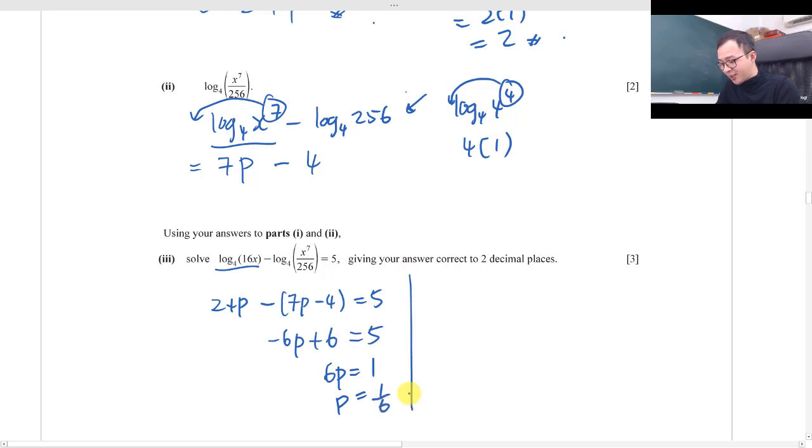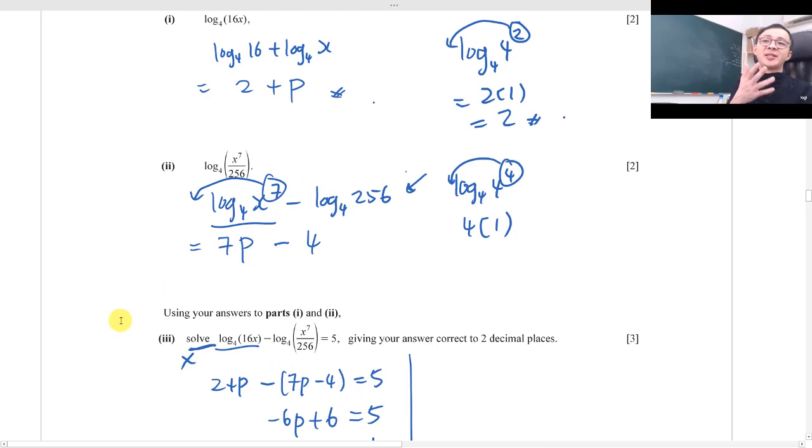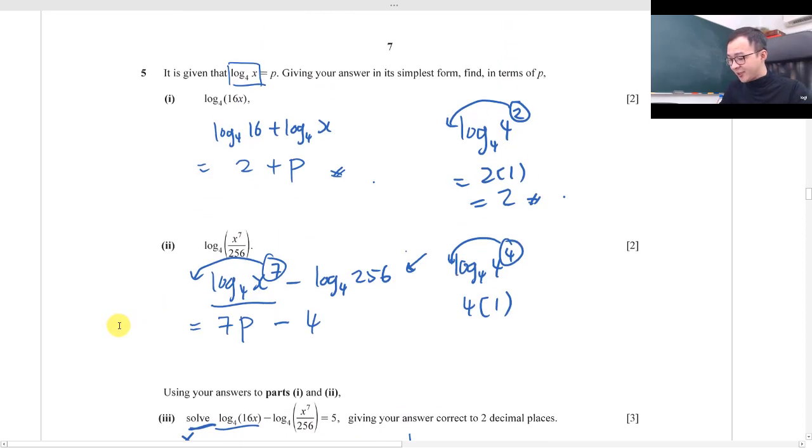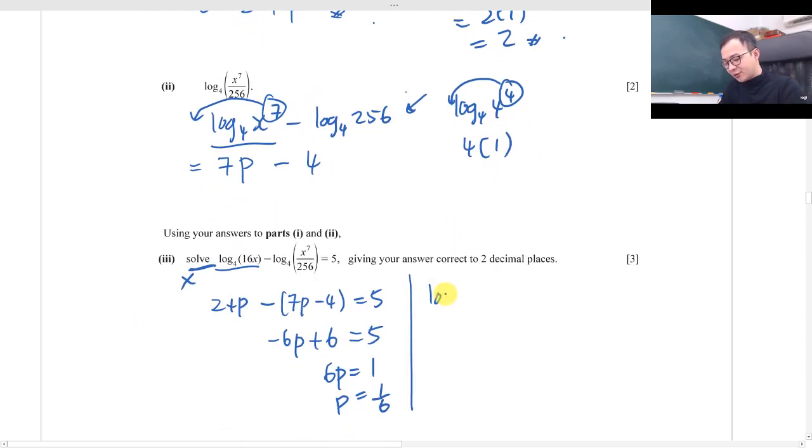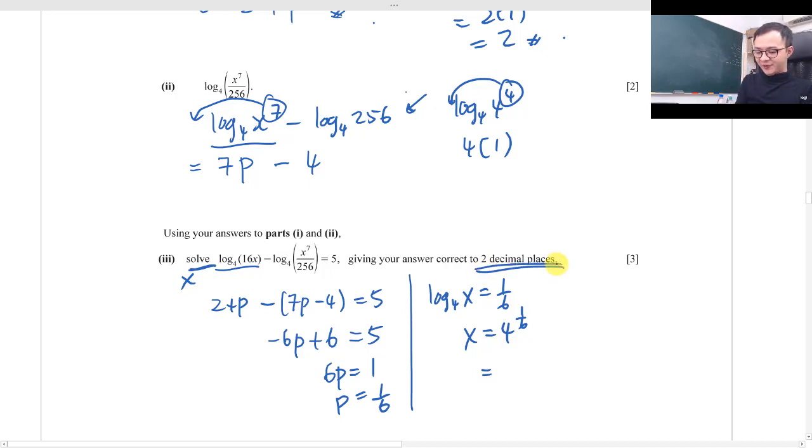And what is my p? Because solve means they want to find x. Whenever you see the word solve, basically it means they want to find x. The p is log 4 x, right? So log 4 x equals 1 over 6. So x equals 4 power 1 over 6. Leave your answer in 2 decimal places. So 4 to the power of 1 over 6 is 1.26. This is how I get my x answer over here.